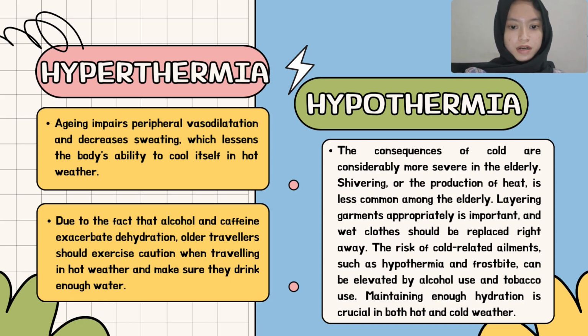The first one is hyperthermia. Aging impairs peripheral vasodilation and decreases sweating, which lessens the body's ability to cool itself in hot weather. Due to the fact that alcohol and caffeine exacerbate dehydration, older travelers should exercise caution when traveling in hot weather and make sure they drink enough water.